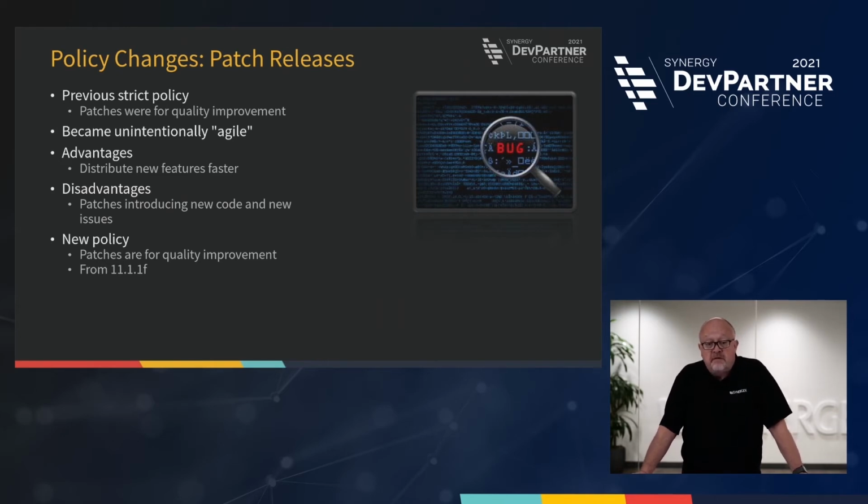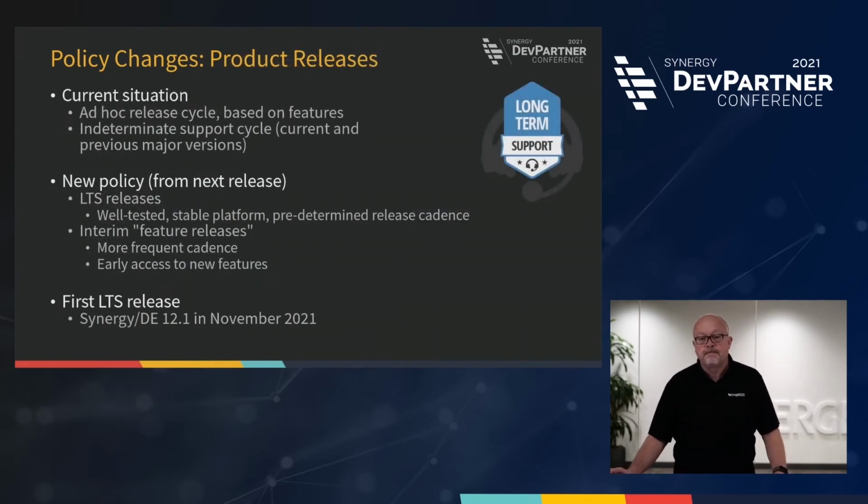So the new policy is we're reverting back to our previous policy, where patches to the product are for quality improvement only. This took effect as of Synergy 11.1.1f. So the F and G releases have both only contained patches, and we have seen a difference already. If you look back at the cadence of those patch releases, you'll notice that they've slowed down quite a bit since F. In fact, we've only had 2 in the last 10, 11 months, I think. And that's somewhat to do with that change. So patch releases from now on are only for bug fixes and anything that's necessary for security.